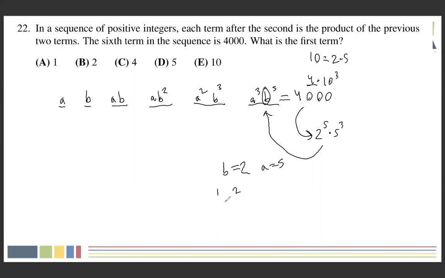And if it were 1, notice that a would have to be the cube root of this whole number, but 2 to the 5 is not a perfect cube, so we get an irrational number, which is not a positive integer. So basically what we're showing is that the only way to split it up is the obvious way, which is a is 5 to account for 5 cubed, and b is 2 to account for 2 to the 5, and that gives our first number here as 5. That's our answer, T.